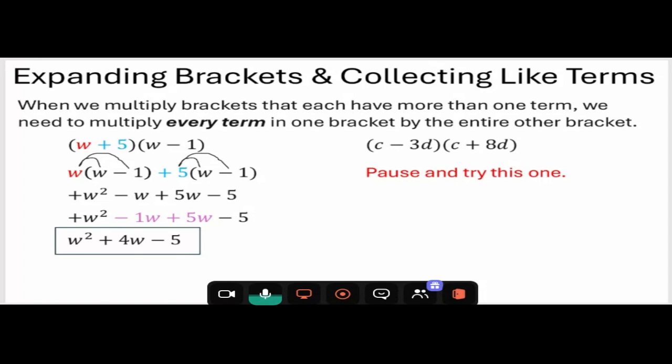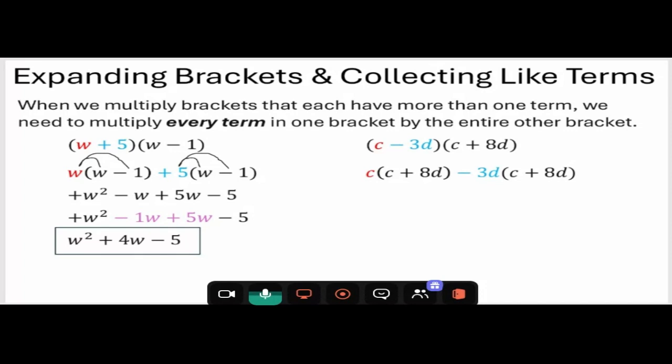I'm going to give you a minute now that you've seen me do one. Give that a try. So I'm going to show you the next slide. You're going to take this red C and multiply it by the entire second bracket, and the blue -3D and multiply it by the entire second bracket, and then look for like terms. Okay, so we see a bracket with 2 terms and a bracket with 2 terms, so we need to take everything in one of the brackets and multiply it by the entire other bracket. So the red C times the entire second bracket, and then the blue -3D times the entire second bracket.